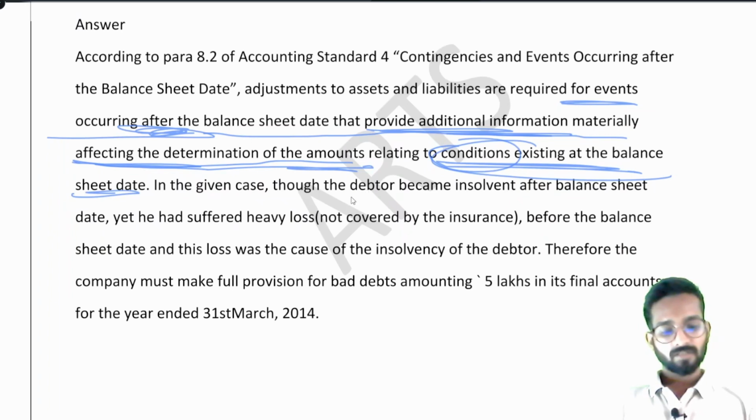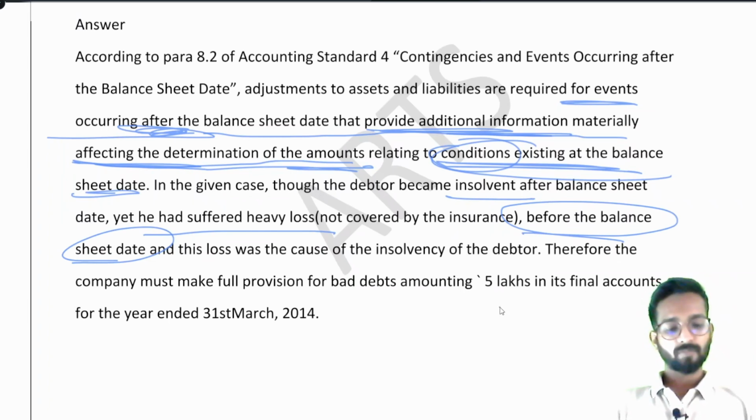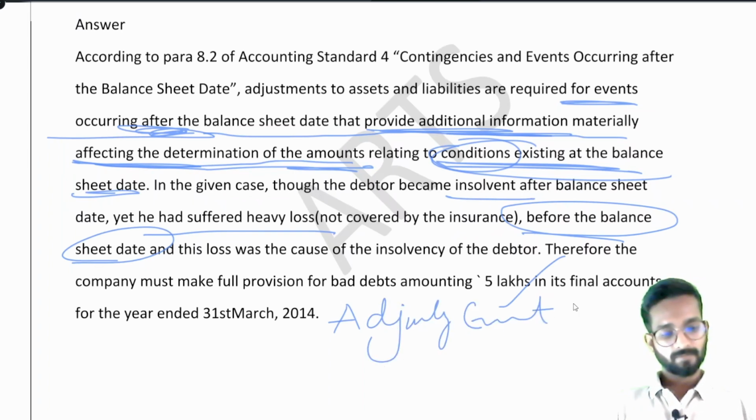In the given case, though the debtor became insolvent after the balance sheet date, yet he had suffered heavy loss before the balance sheet date, and this loss was the cause of the insolvency. Therefore, the company must make full provision for bad debt of 5 lakh. It means you can say this is an adjusting event. Simple. These are very common questions of our Accounting Standard 4.